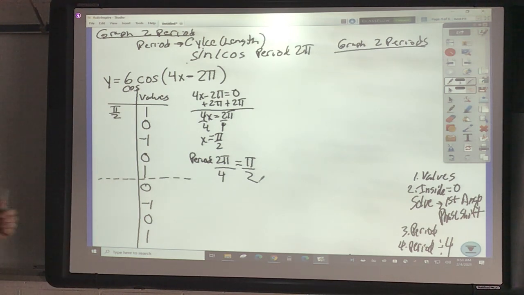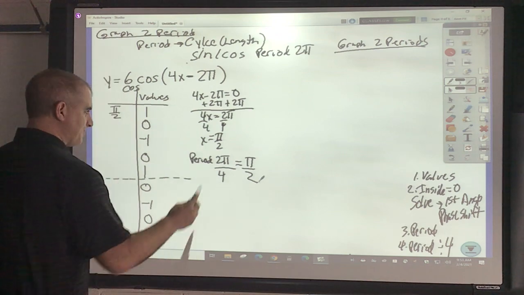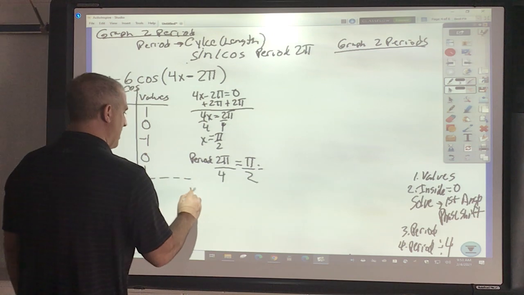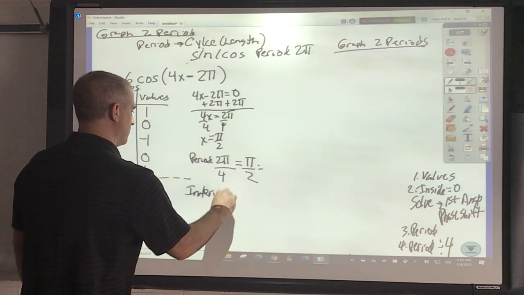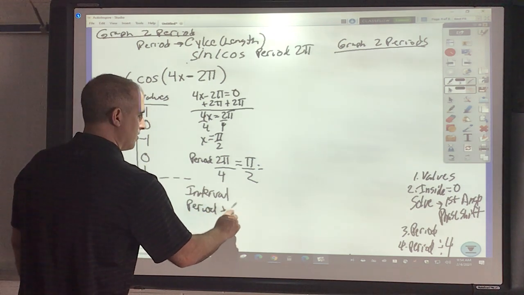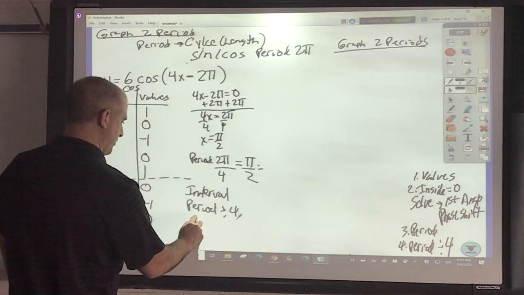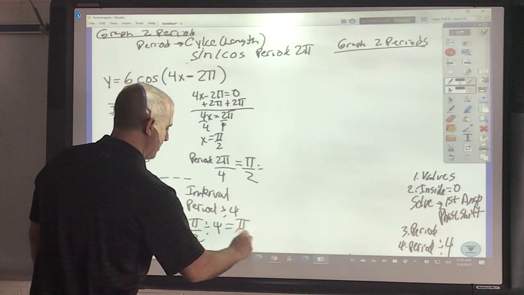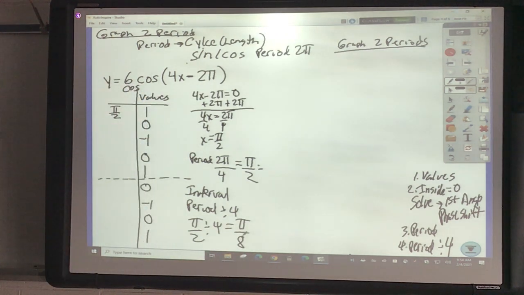Okay? Now, to get these amounts, that's my period, pi over 2. I want to find the interval. The interval is going to be the period divided by 4. So it's going to be pi over 2 divided by 4, which will end up being pi over 8. All right, so that's going to be my interval.